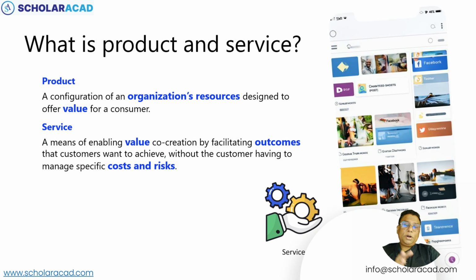Now what is the product and services? If you look at the definition, a configuration of an organization's resources designed to offer value for a customer. So what is this? The product. Now you must be holding a phone or laptop. What is this? It is a product. So a configuration of organization resources, like a laptop, has a lot of other components like processor, RAM, CPU, screen, keyboard. So a configuration of all the components together creates a product.